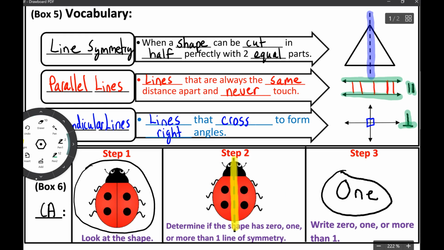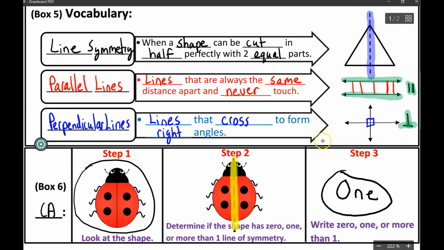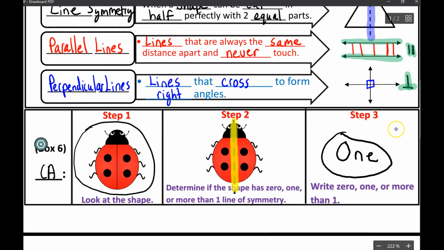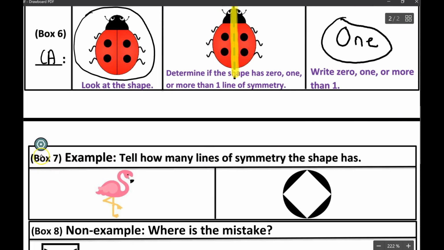So, our last step for this is we write 0 if it has 0 lines of symmetry. We write 1 if it only has one line of symmetry, or we write more than 1. And this ladybug only has 1, and that's why I simply wrote 1 right there. And that's it. It's simply looking at the shape and determining how many lines of symmetry it has. But again, you're going to have to test that shape out by drawing the actual lines, because they won't be there for you. Like yesterday, they were there for you.